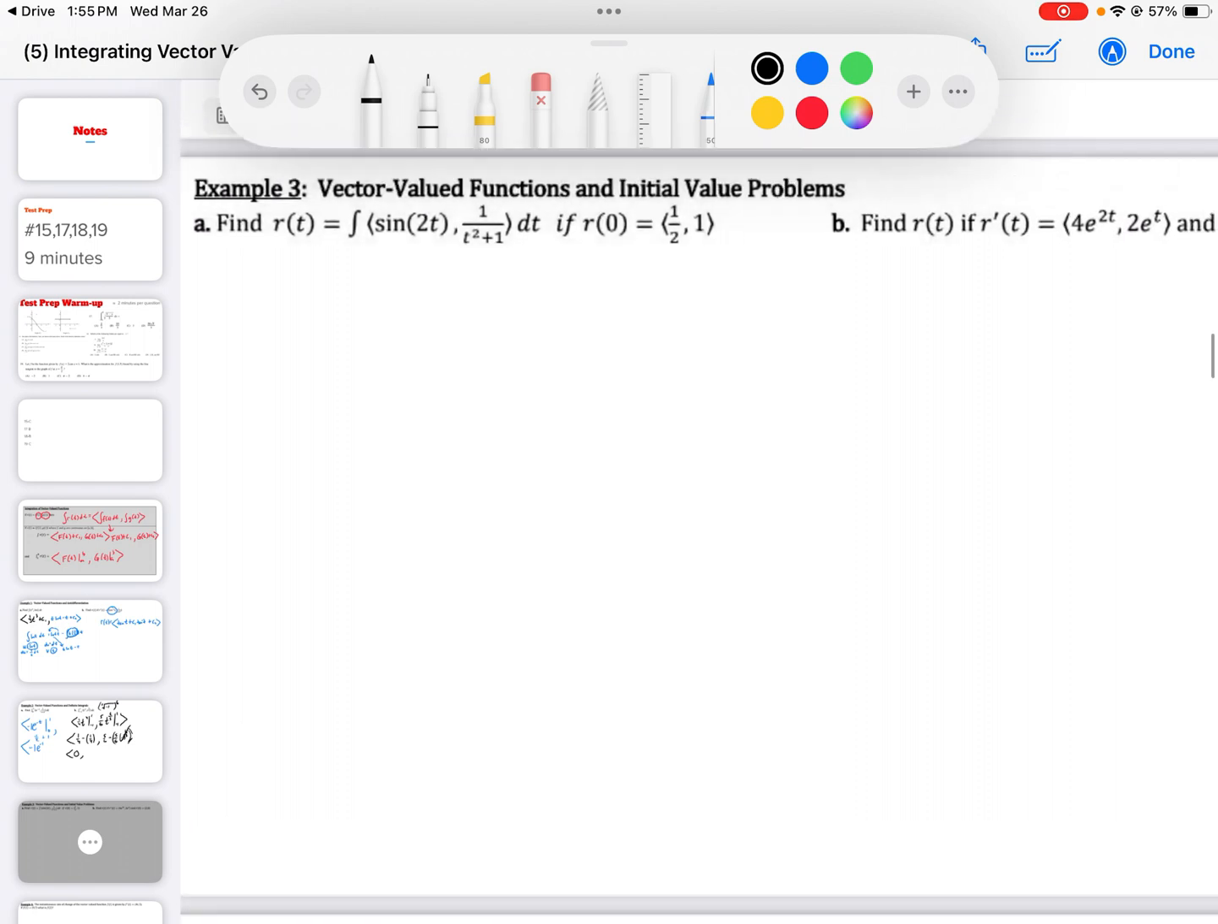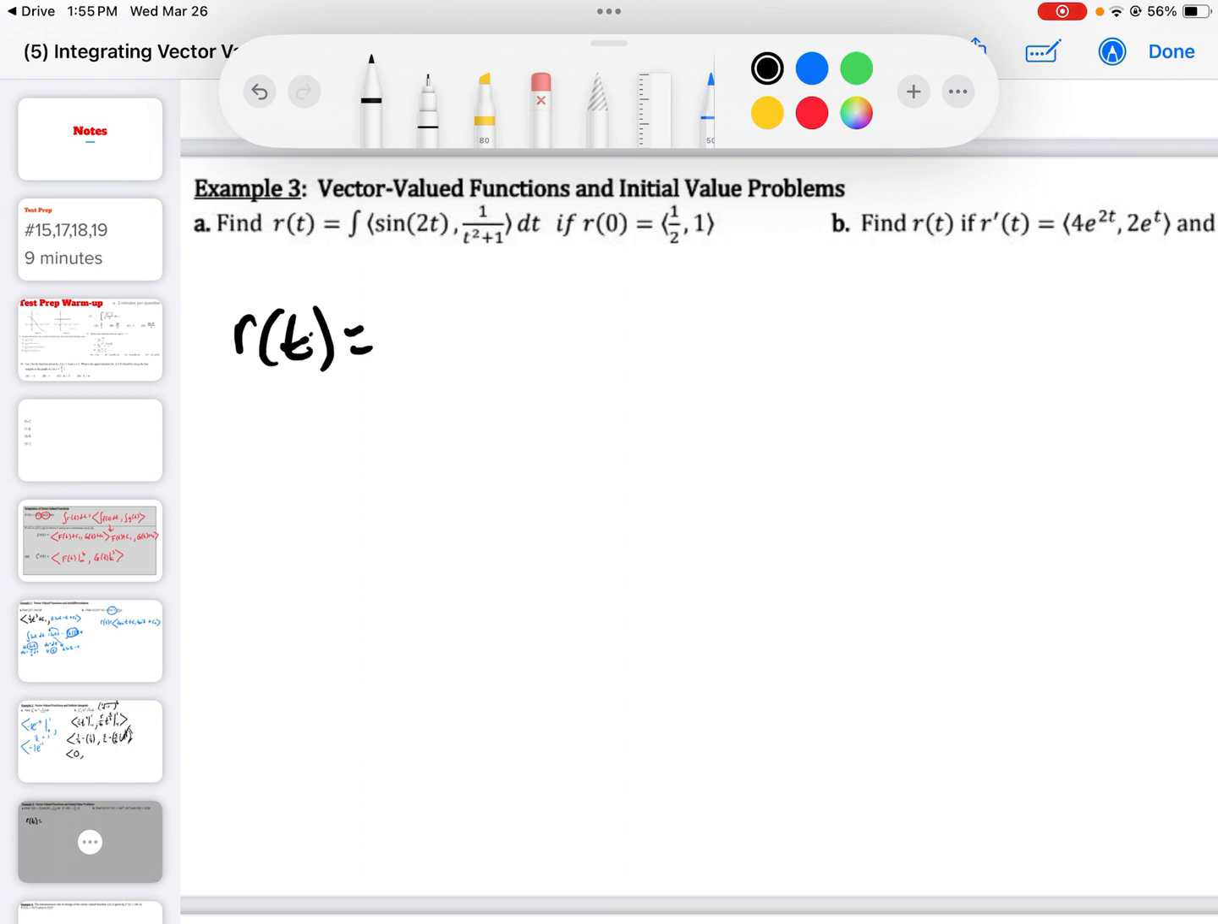All right, let's keep going. Okay, vector valued functions and initial value problems. Okay, so find r if r of 0 is 1/2, 1. So this just gives us an initial condition. It's going to help us to actually find the C number.